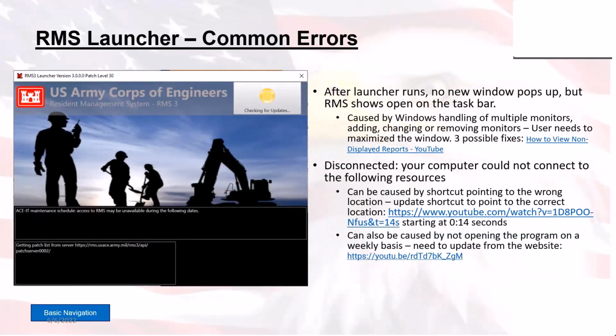All right, on this is just covering a couple things. Occasionally people will get a disconnected message. Typically that's due to your shortcut pointing to the wrong location. You might have missed an update. There's some YouTube videos here as well that will help you with that disconnect message. The other common thing that we see is due to a Windows issue, usually from multiple monitors, where the launcher will open and then the RMS window, it looks like it didn't open. It's usually opened in a minimized state. You can just right-click on your taskbar on the RMS icon and select Maximize. Just wanted to cover that real quick.